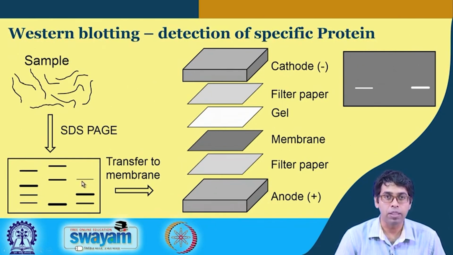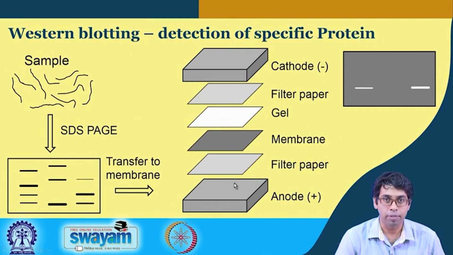Now, we have to transfer these protein molecules onto the membrane. In this case two different methods are used. You can use simple capillary action to transfer the proteins from the gel to the membrane. So, this is a different setup where what we have used is this is the gel. So, this is our polyacrylamide gel and this is the membrane.